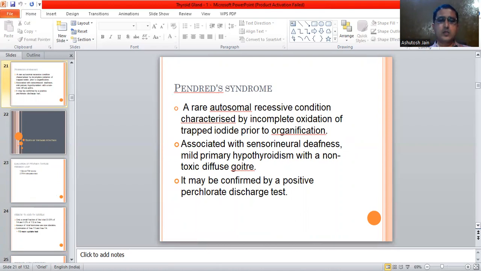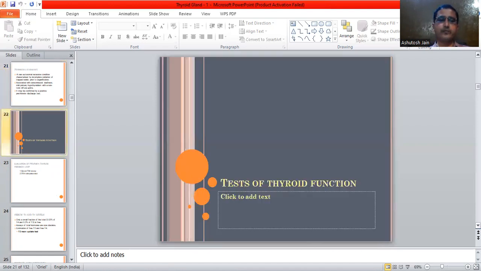Pendred syndrome, a rare autosomal recessive condition characterized by incomplete oxidation of trapped iodide prior to organification, associated with sensorineural deafness, mild primary hypothyroidism with a non-toxic diffuse goiter. It may be confirmed by a positive perchlorate discharge test.